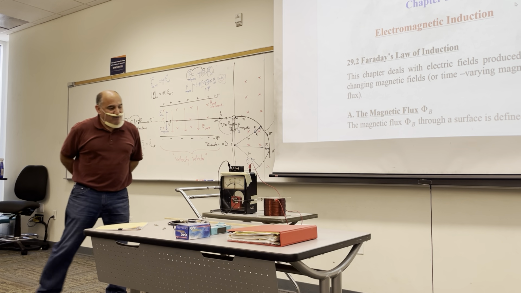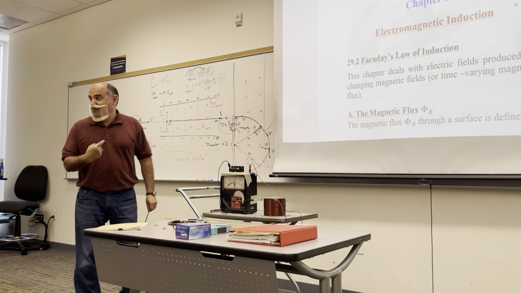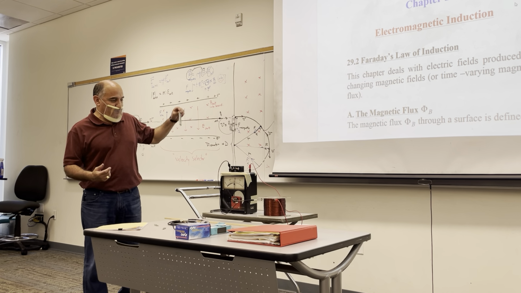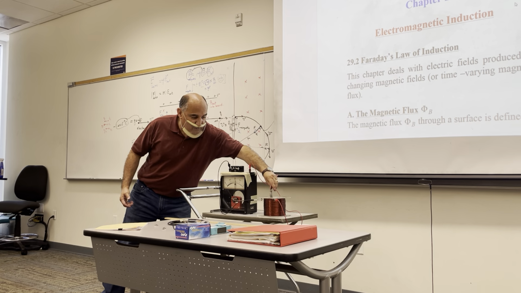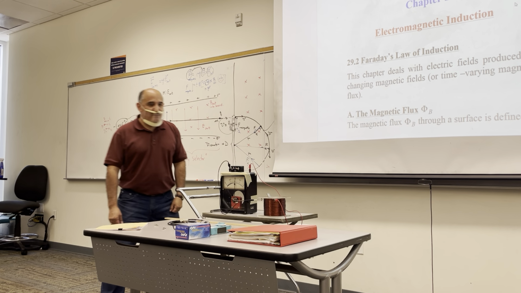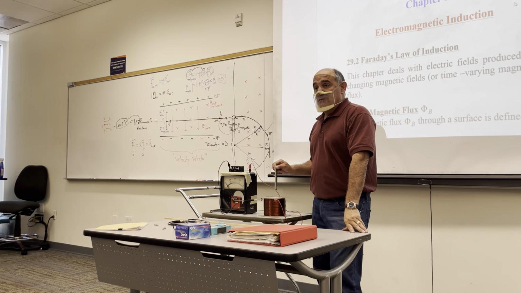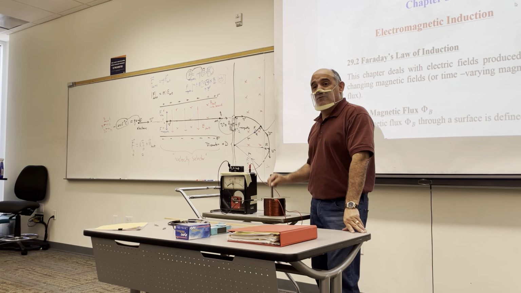Now I leave it over here. Okay, now I'm going to put it in, and watch the deflection. It's going to be the other way. If I put it in the same way, it goes the other way. So you want to make electricity, just change the amount of magnetic field going through this thing.